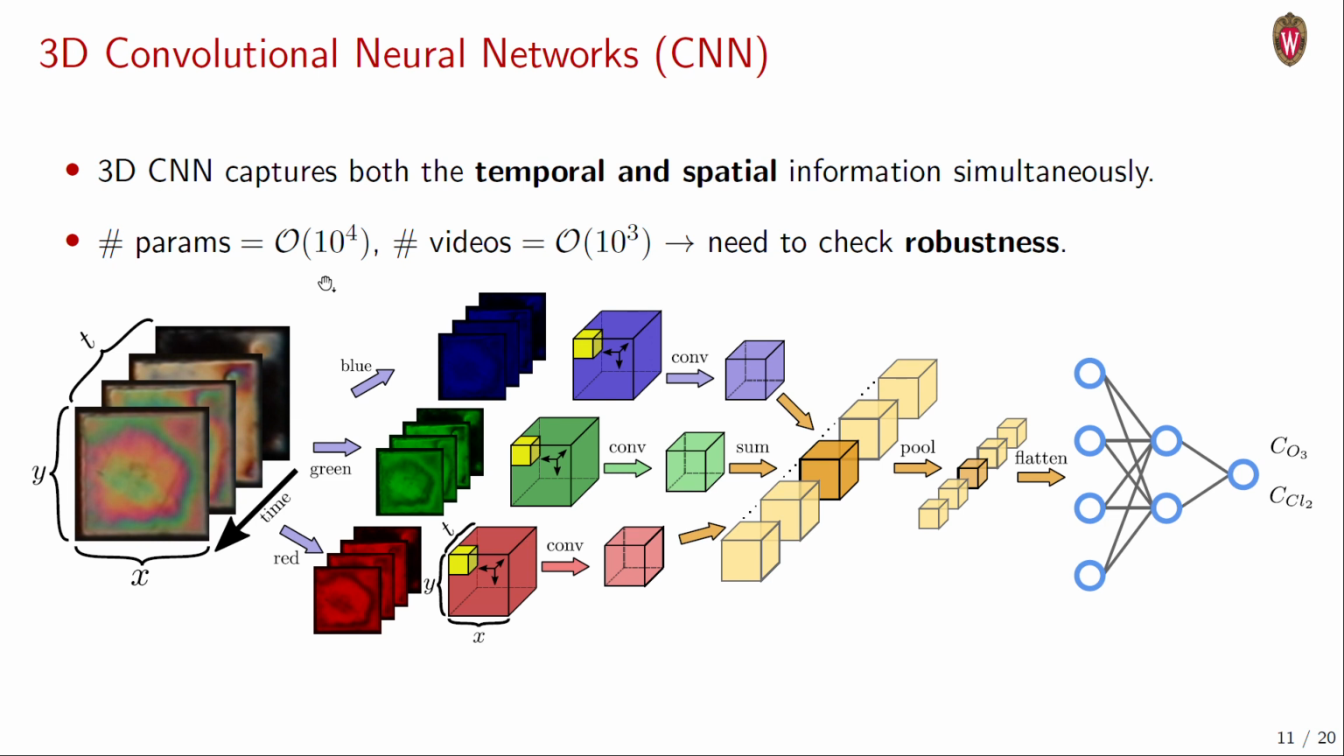Overfitting has always been a concern with neural networks. Our model has about 10,000 parameters, but we only have 1,000 videos. Therefore, we need to check the robustness of the model.